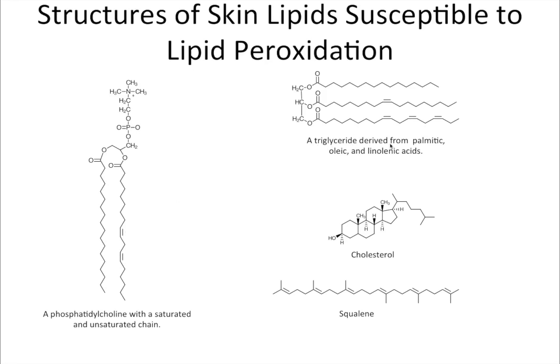We also have triglycerides that are present in skin, and these can be derived from palmitic, oleic, and linolenic acids. And you can see here that you have various double bond type structures within this triglyceride. So of course these can be susceptible to lipid peroxidation as well. And squalene is present in skin, and so is cholesterol. Squalene is actually a precursor for cholesterol. But both of these structures are possible targets of lipid peroxidation in the skin. And we find these not only in the viable epidermis, but also in the stratum corneum.